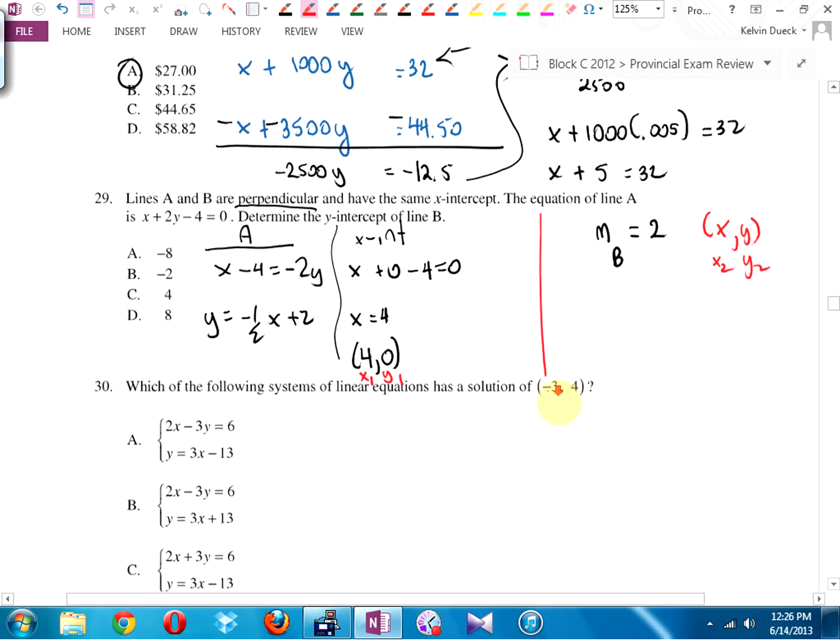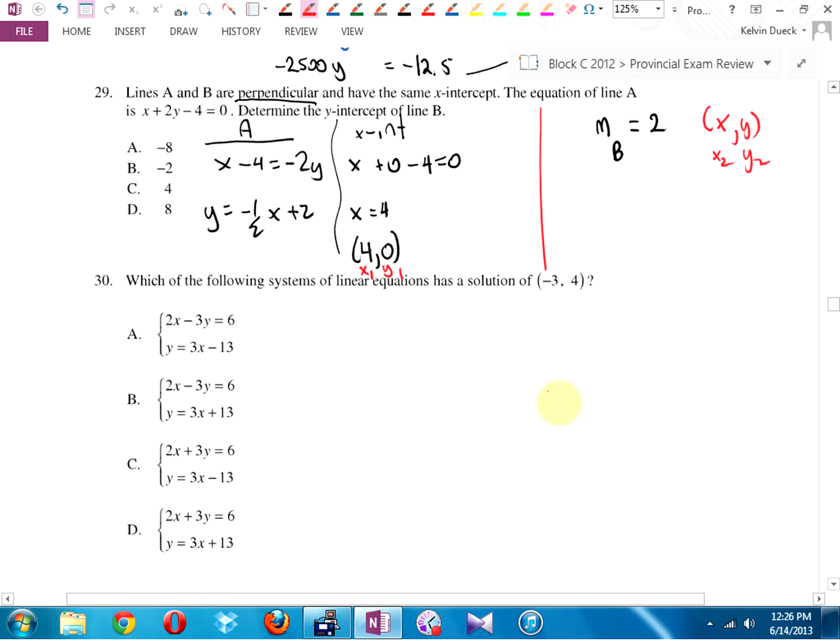We can move down here because we're going to be using our calculator for number 30. I looked at number 30 and it says, which of those has that as a solution? To check if that works, we just quickly plug them into these. So that's going to be all calculator work anyhow. So I'm going to have this: 2 over 1 equals y minus 0 over x minus 4.